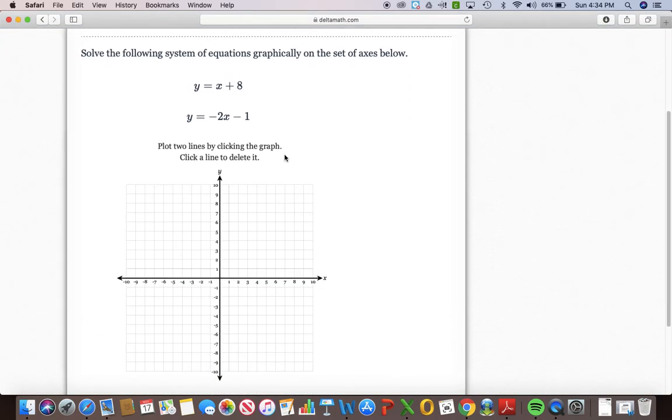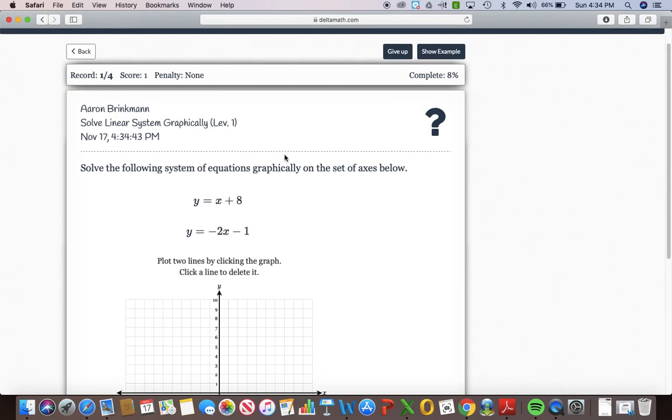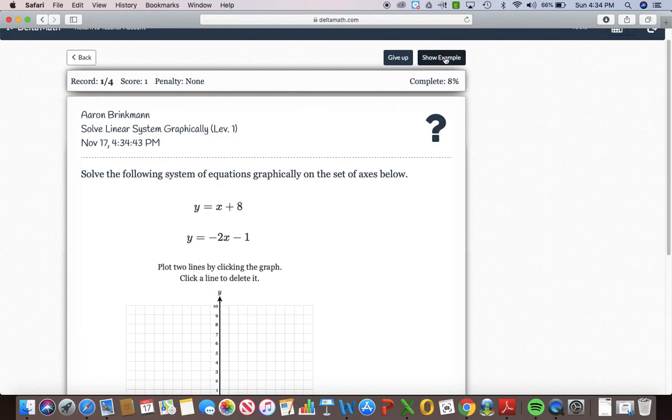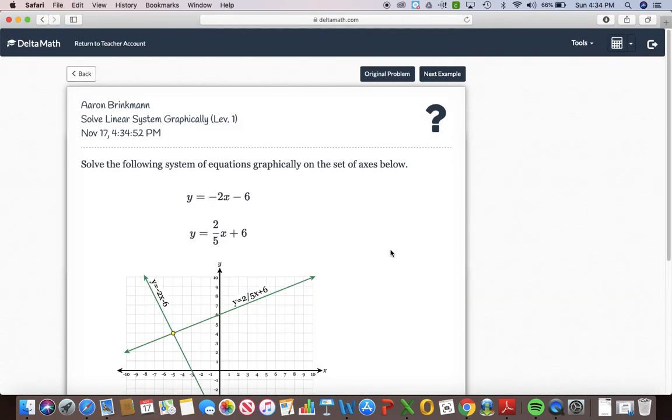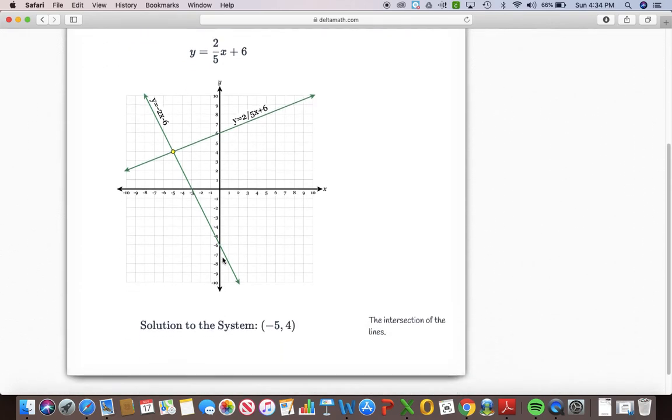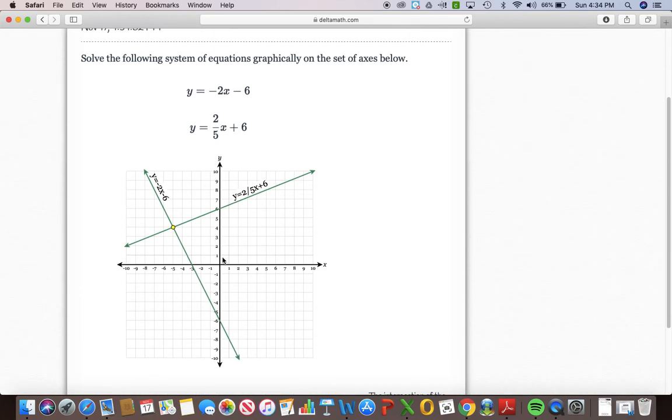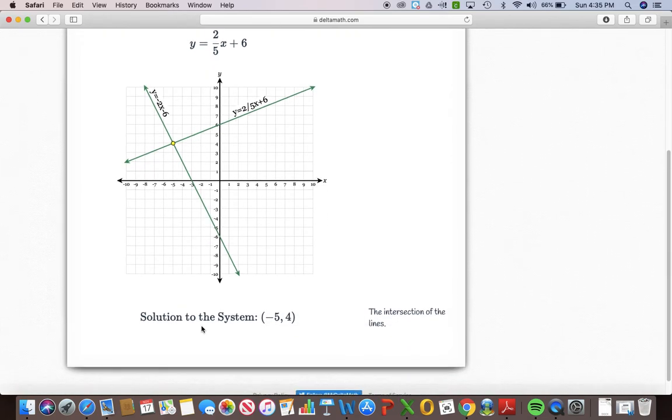So solve the following system equations graphically. So I'm going to do the same thing. Let's say I didn't know what I was doing. I could click on show example over here. And it gives me an example of something. A problem just like that. Shows how you would have graphed both the top equation and the bottom equation. And then it shows you the point where they intersect. And it shows you that the solution is that point, -5, 4.